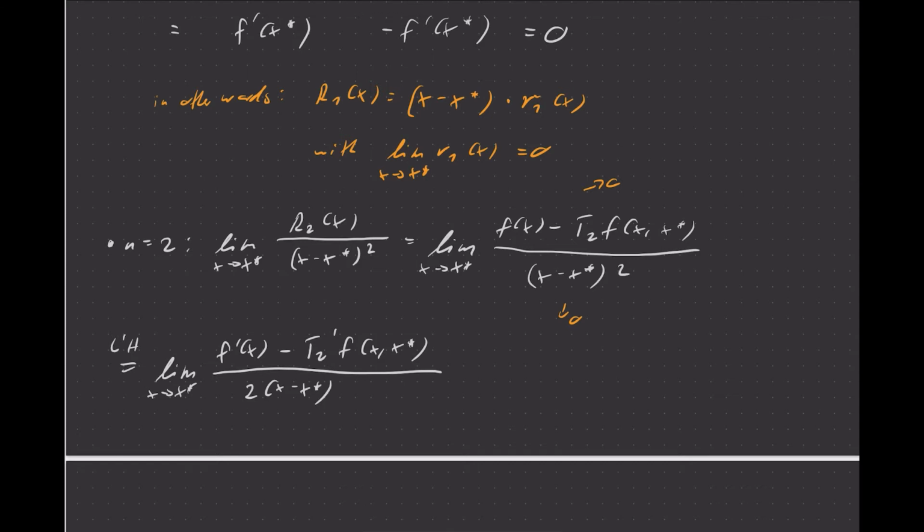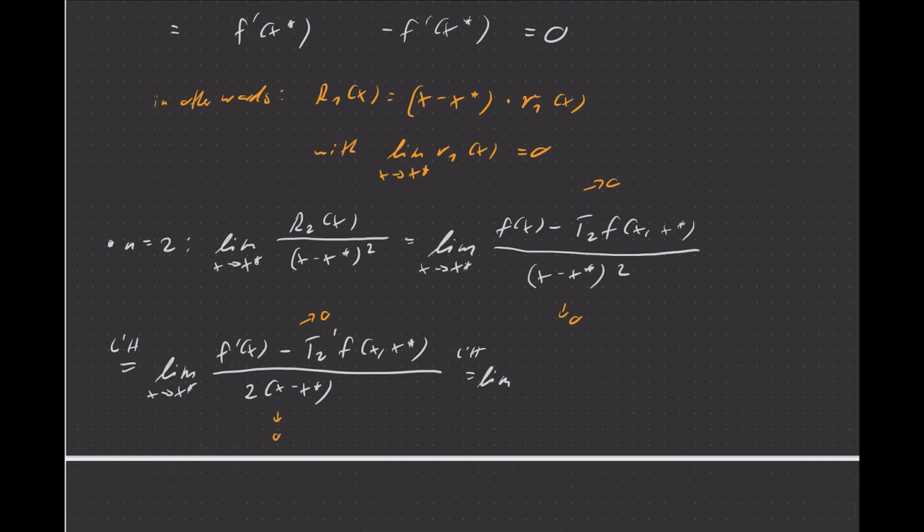And of course, we can do this once. Why not do it twice? Again, the denominator goes to 0. Here we have f prime of x, and here we have the first derivative of that Taylor polynomial, and we know that one of the properties of the Taylor polynomial is that the first derivative at the point x star is equal to the first derivative of f at the point x star. So again, this difference here will go to 0. So we can again apply L'Hopital's rule, and see what that yields.